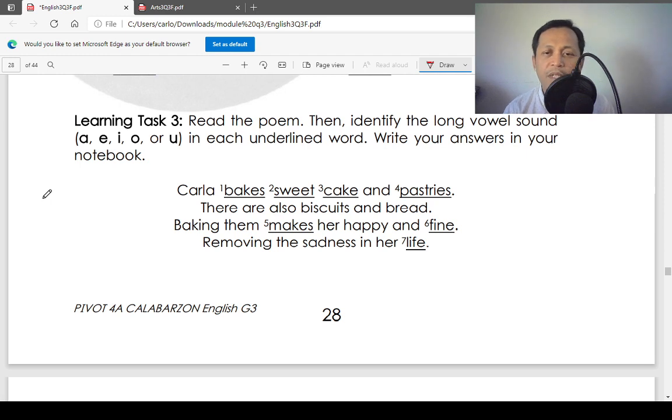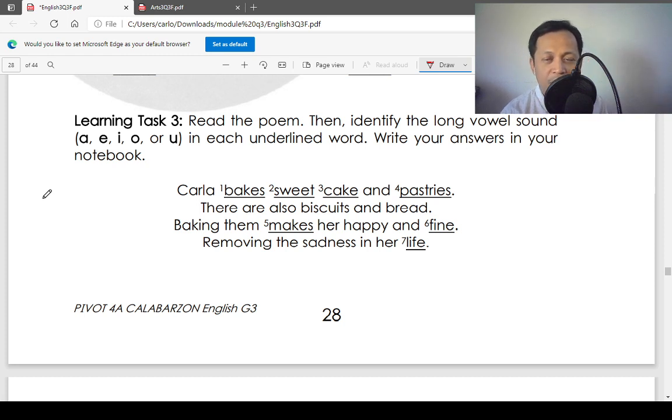Okay, learning task number 3, read the poem, then identify the long vowel sound or the A-E-I-O-U sound in each underlined word. Write your answers in your notebook. Okay, we are going to write the answers in our notebook. Now, I'm going to read the poem. Please observe the guidelines in listening to a poem.